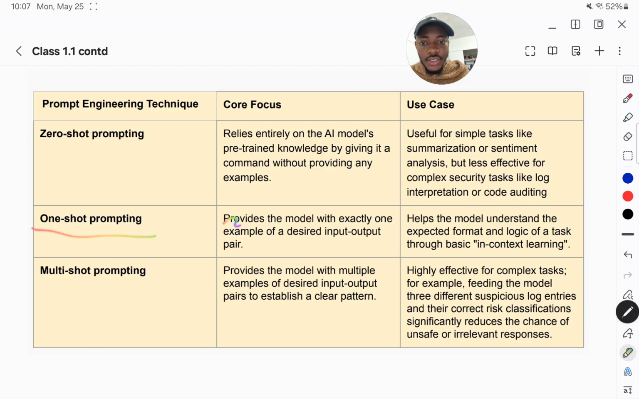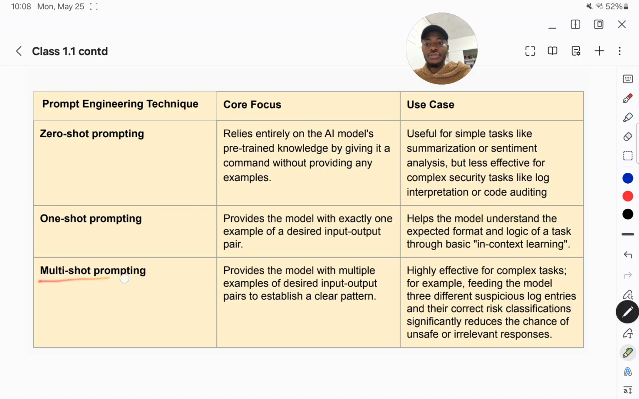One-shot prompting provides the model with exactly one example of a desired input-output pair. What is an input-output pair? I give you input, you give me output. So it provides an example of what we want. For example, I want you to give me the color of the sky. Sky is blue, and then I expect blue as my answer. So it helps the model understand the expected format and logic of a task through basic in-context learning.